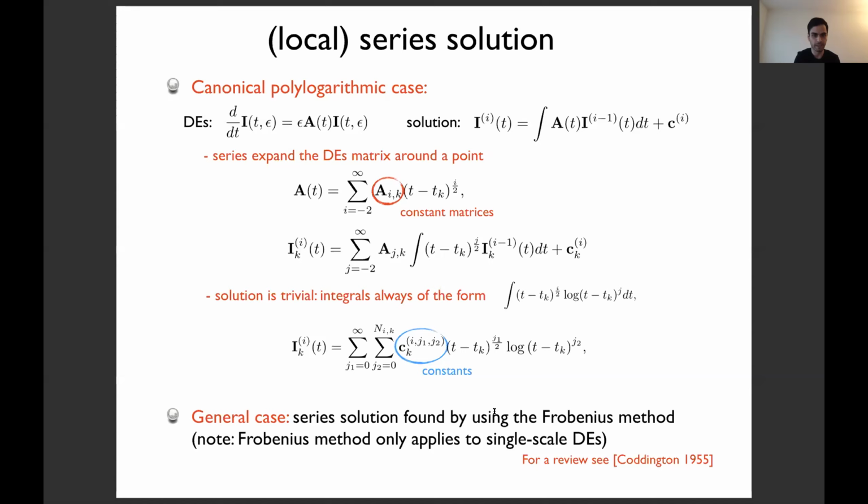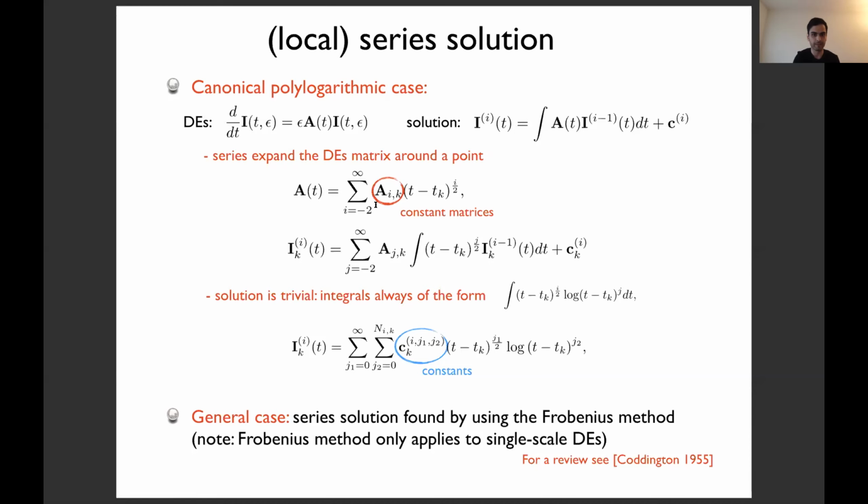So I will do that in the canonical polylogarithmic case, which is very pedagogical and also very easy to implement. And then I will discuss briefly the general case. So formally, we have that the solution, order by order in epsilon, is just an integral of the right-hand side of this equation.